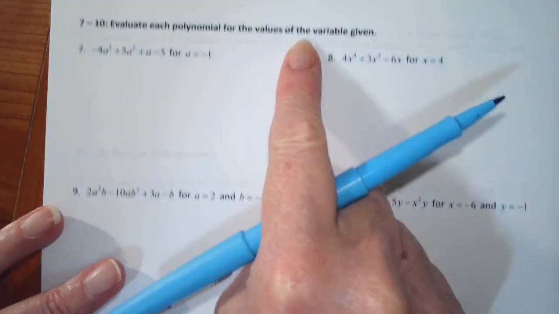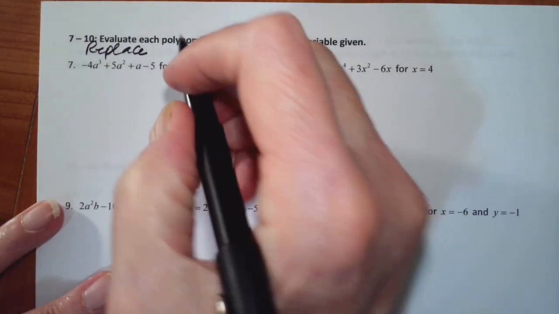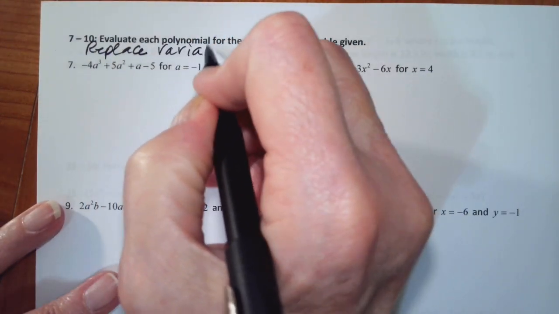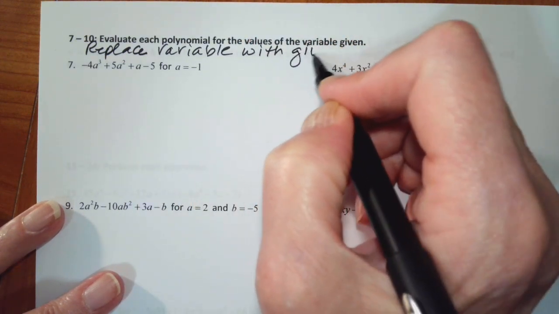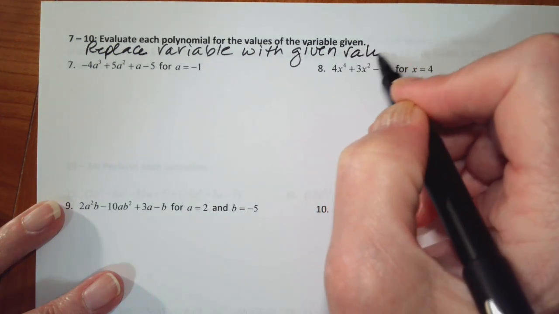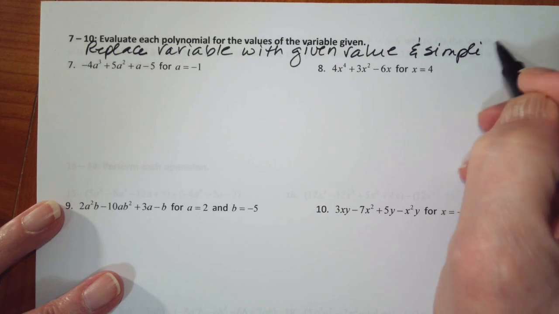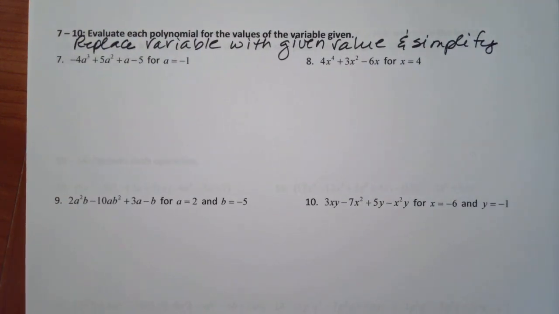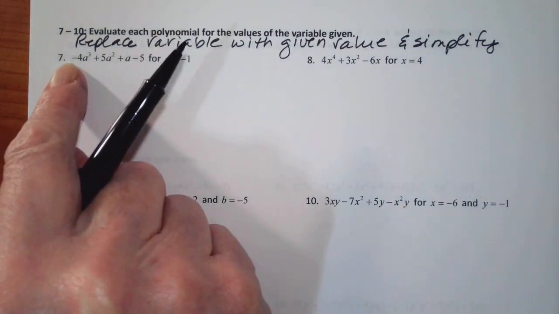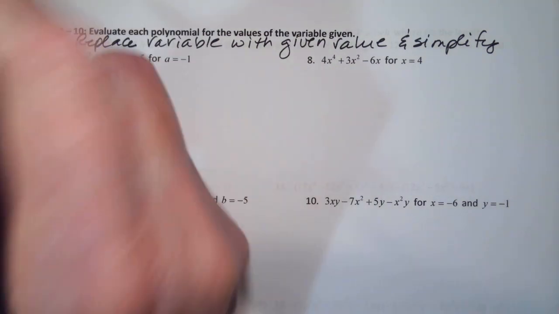Okay, to evaluate a polynomial, what that means is replace the variable with the given value and simplify. If it says evaluate, your answer should be a number. Okay, so if I want to do negative 4a to the third, and so on, for a equals negative 1.